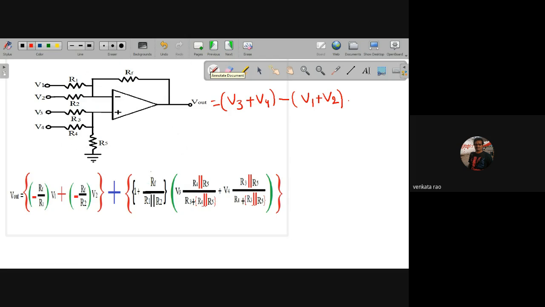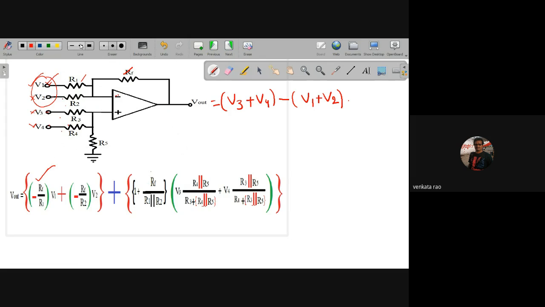I am just following the superposition theorem, nothing more. First, check these two: make these two grounded, V3 and V4. Now V1, V2 are present. First V1 is active, the remaining are non-active. No current flows through these three, now open circuited. With respect to V1 at the inverting terminal, it is an inverting amplifier, so the output is minus RF by R1 into V1.